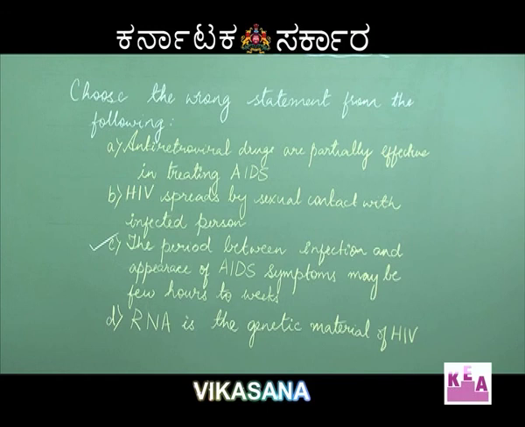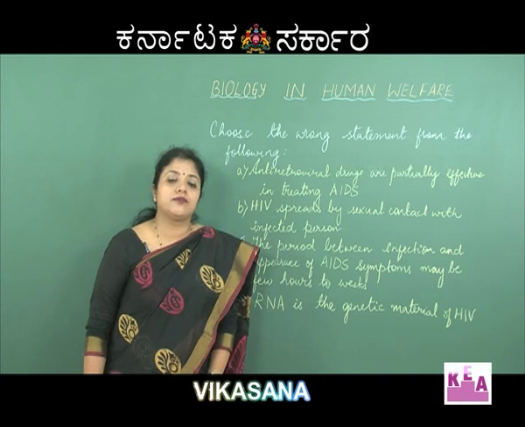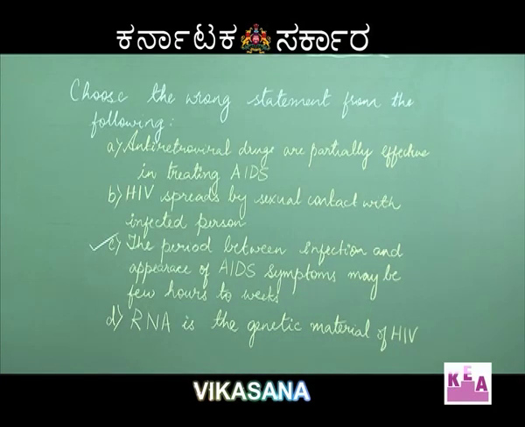Here option C, which says that the period between infection and appearance of AIDS symptom may be few hours to week, is the wrong statement, because HIV takes anywhere between 5 to 10 years to show up the symptoms.